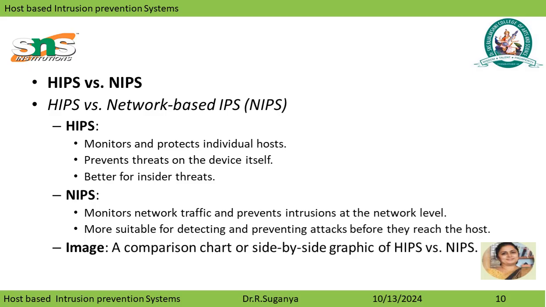So HIPS versus network based intrusion prevention systems. What is the basic difference? HIPS monitors and protects individual hosts only, but NIPS monitors the whole network. HIPS prevents threats on the device itself, and it is better for insider threats. NIPS is more suitable for detecting and preventing attacks before they reach the host.